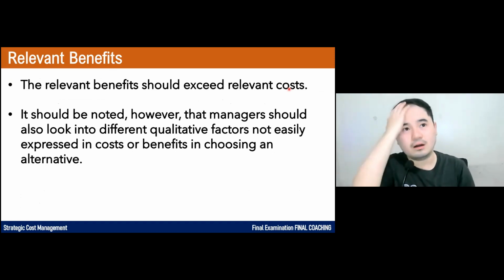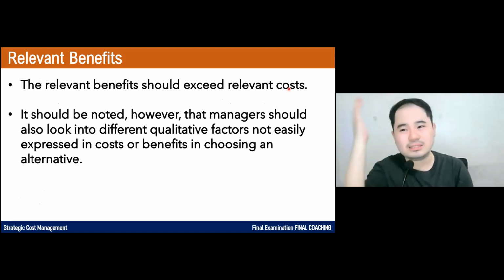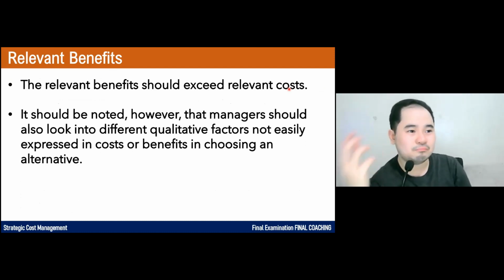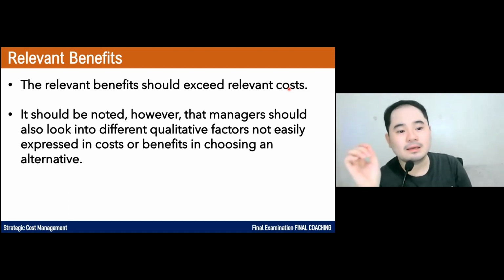Dito, hindi sapat na meron kang makuhang endpoint lang. Parang ganon, no? Hindi sapat na may na-compute ka lang. It's one thing that you need to do in decision making is to check the relevant benefits on them.